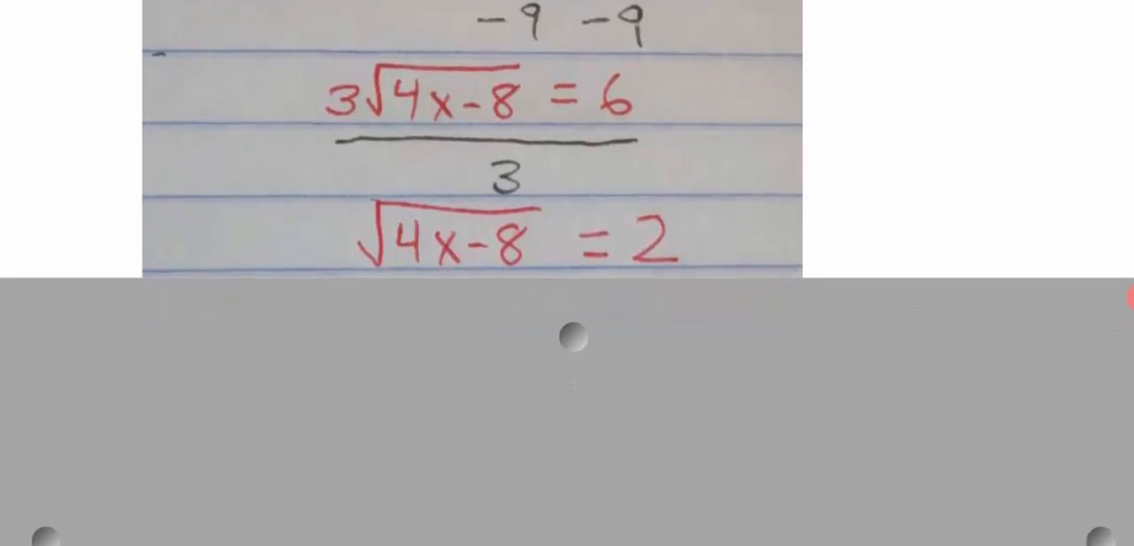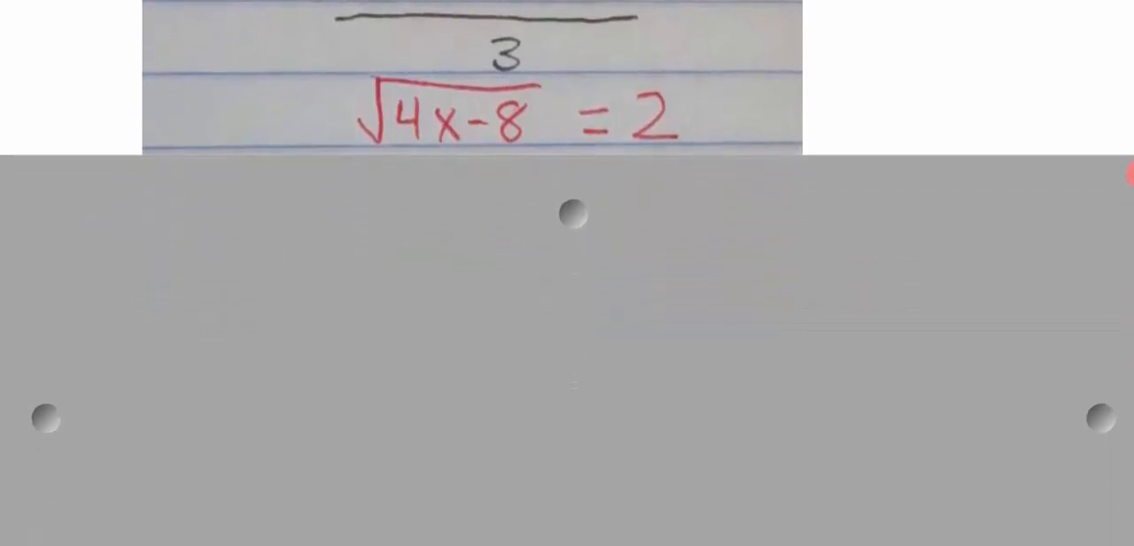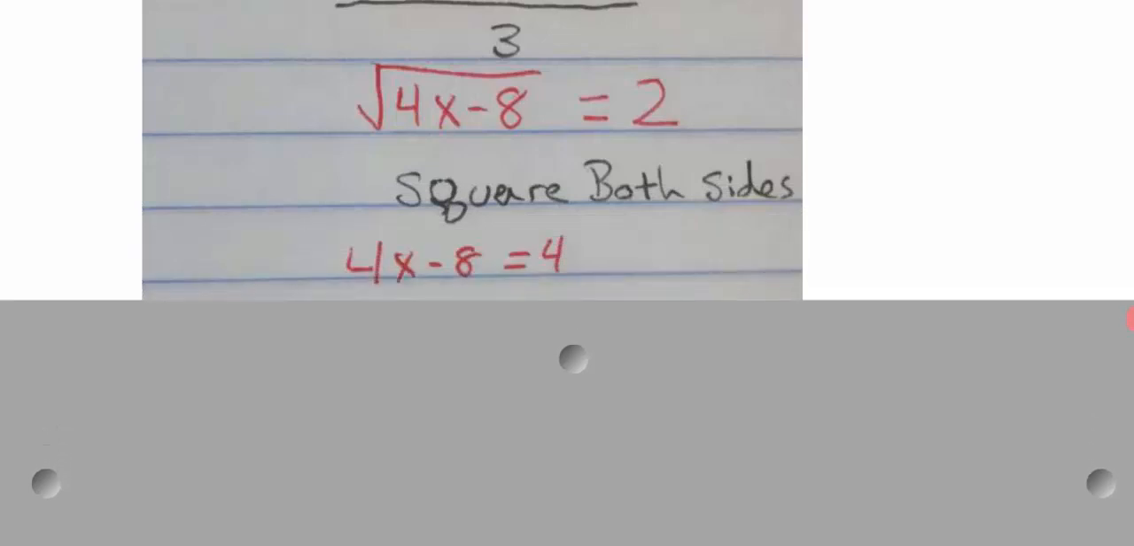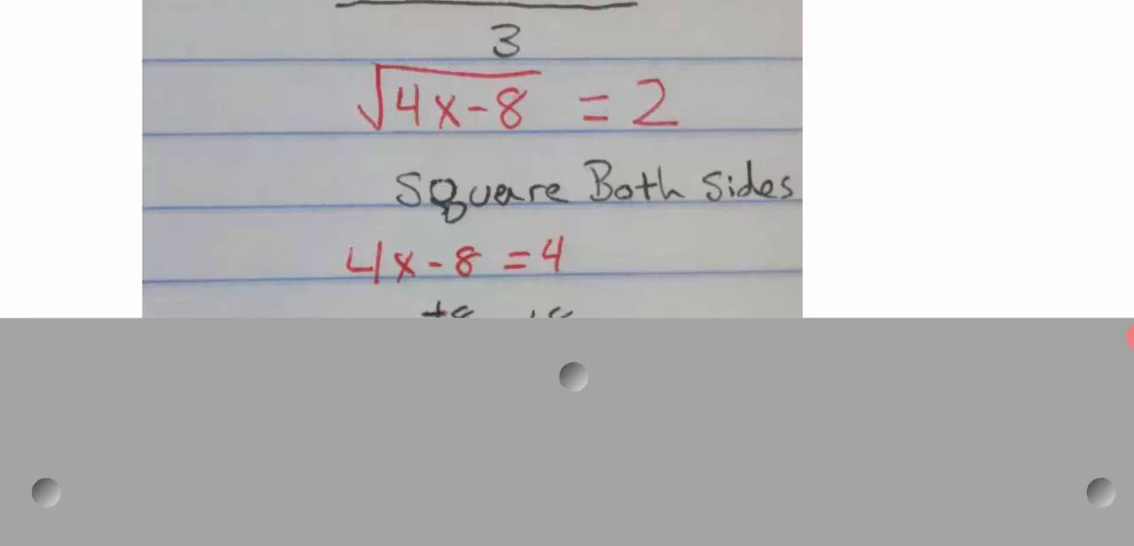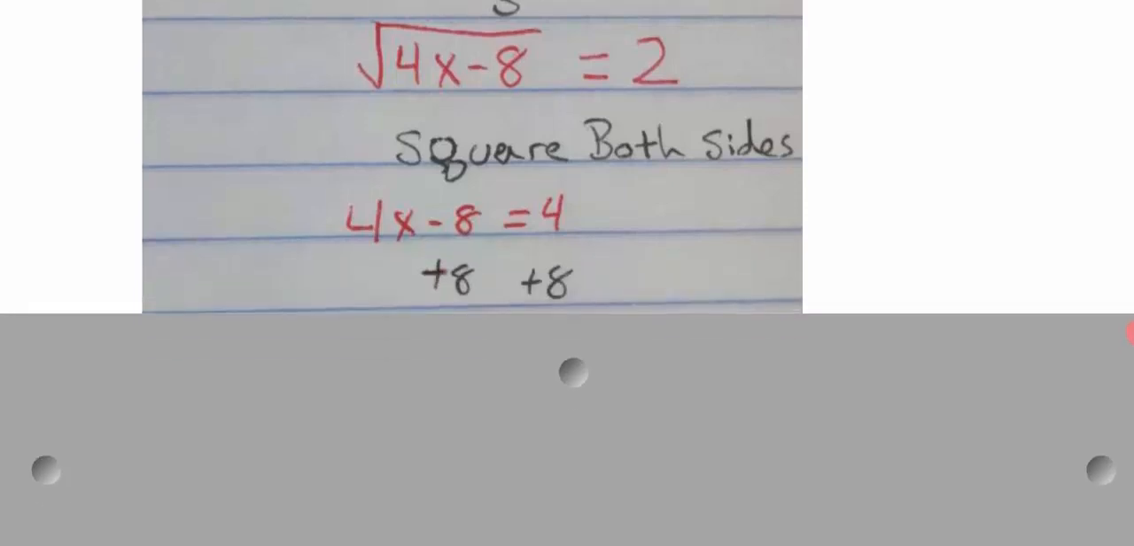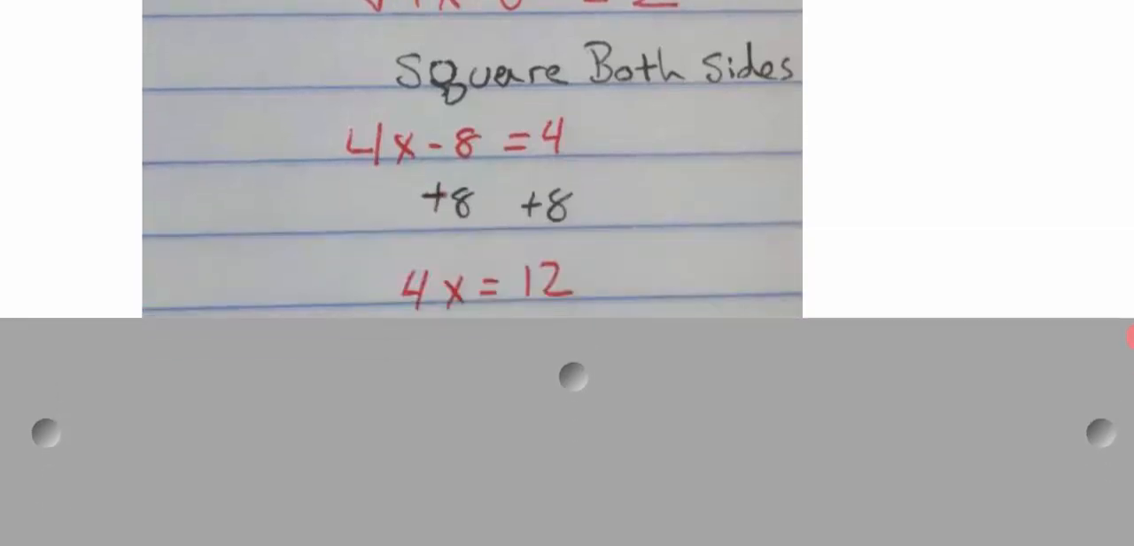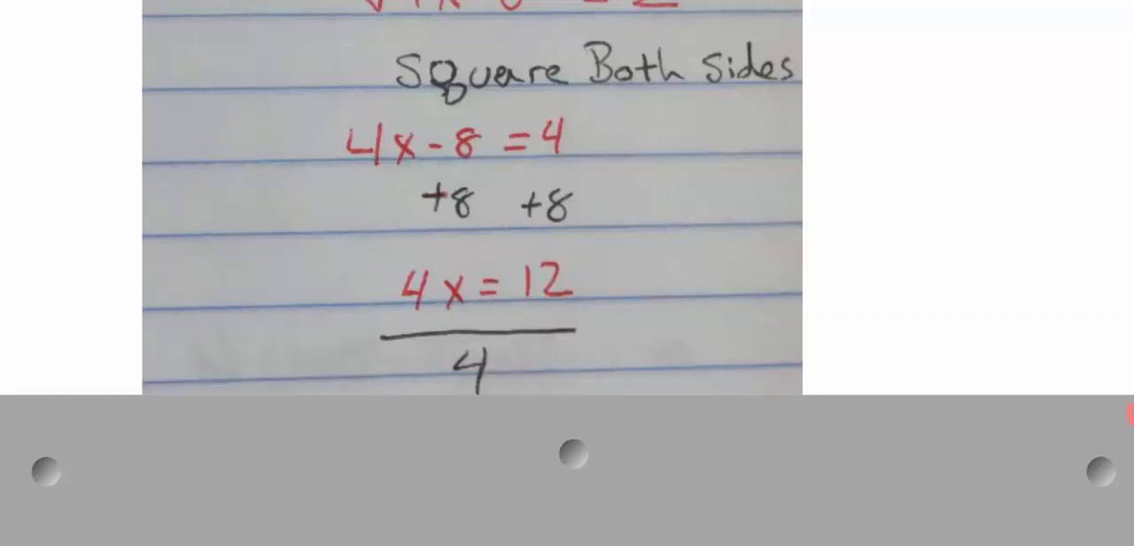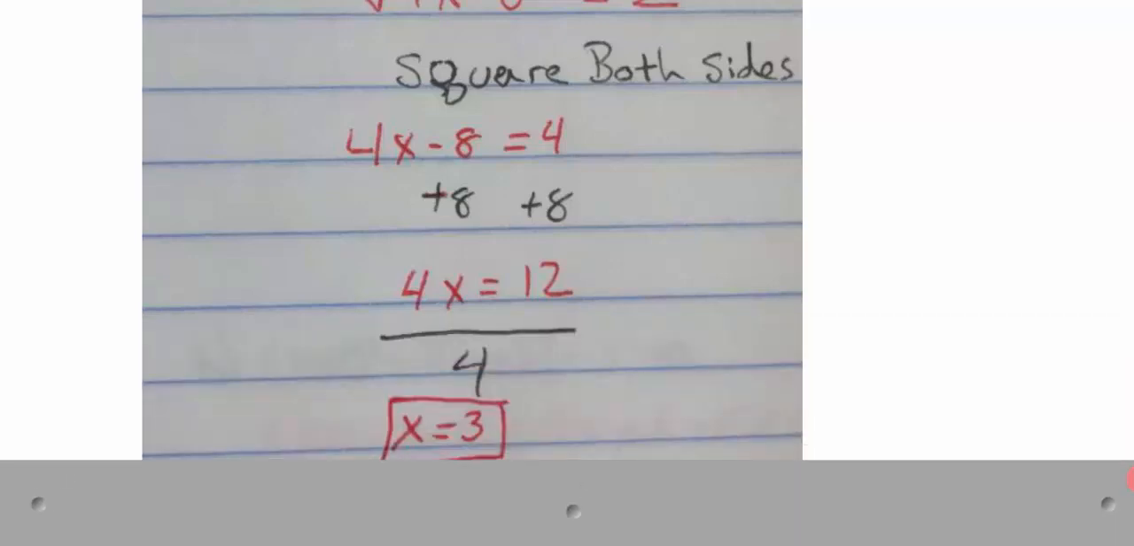And our next step would be to get rid of the square root since we finally have it by itself. So we square both sides. So we have 4x minus 8 equals 4, because 2 squared is 4. We're going to add 8 to both sides, and we get 4x equals 12, and then we're going to divide both sides by 4, and we get x equals 3.